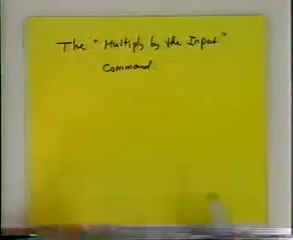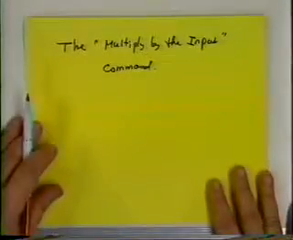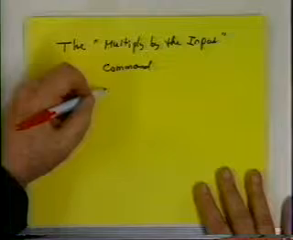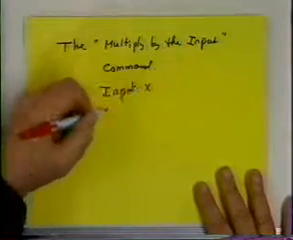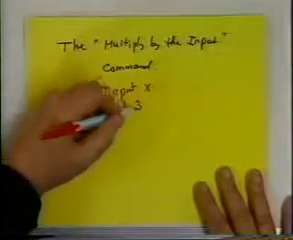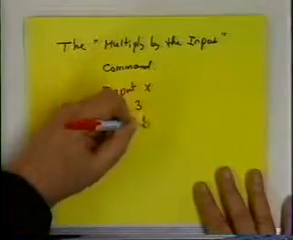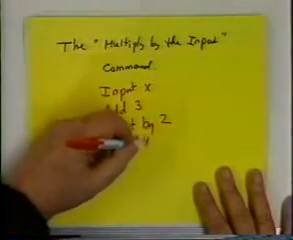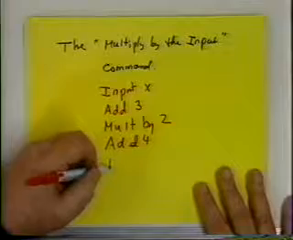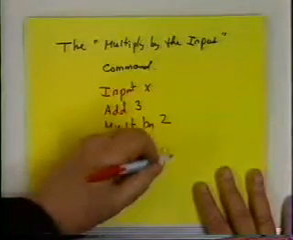It's a rather simple thing, and all it's going to be is called the multiply by the input command. You see, up until now, what have we done? We've said things like input x, then we might have said add 3, then we might have said multiply by 2, then we might have said add 4. Now what I'm going to do is put in this new command, and it's going to be called multiply by the input, multiply by x.